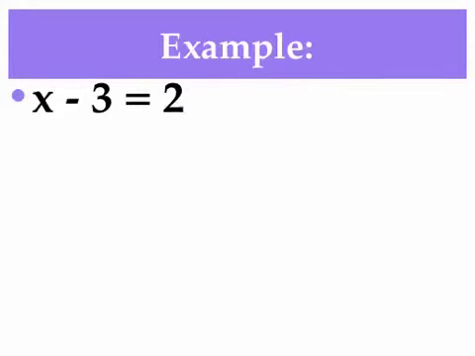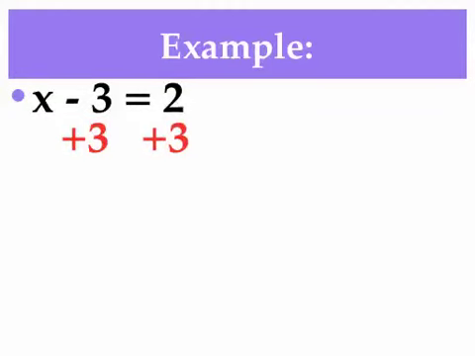The first example is a one-step equation. We have x minus 3 equals 2. Remember, when solving an equation, you ask yourself, what are you doing to the variable? So if you look at the variable x, we are subtracting 3 from x. In this case, we need to do the inverse of subtracting 3. The opposite of subtracting 3 is adding 3.